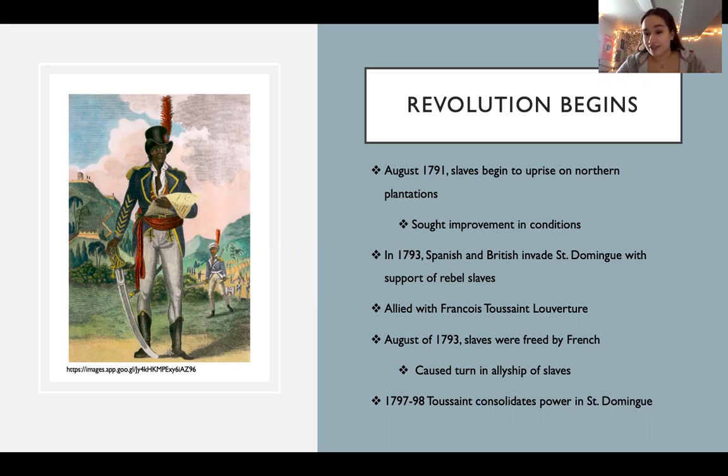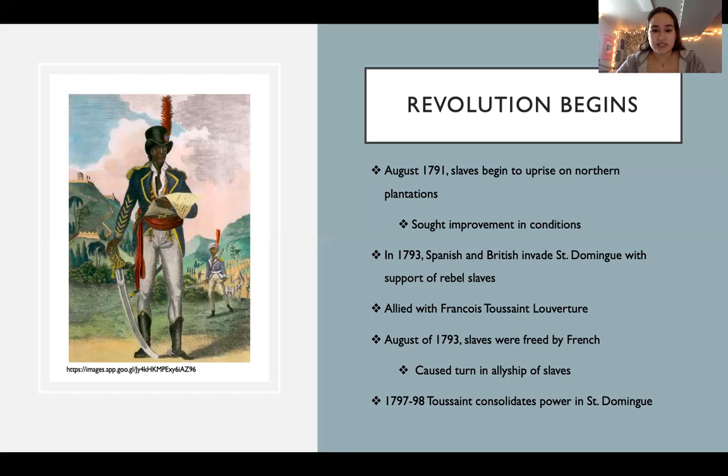The French saw this support of Spain and Britain and realized they couldn't win against all the rebelling slaves, Spain, and Britain. And so in August of 1793, they decided to free the slaves. This caused a turn in allyship of both the slaves and Black leaders. Another thing to really remember in this situation is that a lot of the European troops, such as the Spanish, British, and French, all who came here, were greatly affected by diseases such as malaria and yellow fever that they hadn't encountered before. So this gave the slaves an advantage.